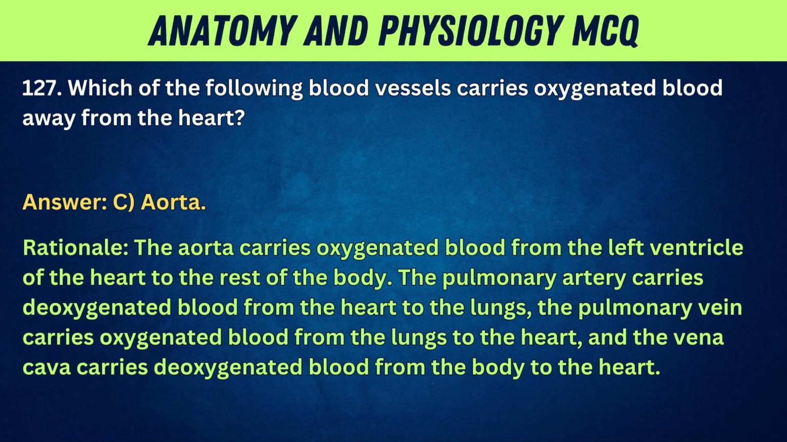C. Aorta. Rationale: the aorta carries oxygenated blood from the left ventricle of the heart to the rest of the body. The pulmonary artery carries deoxygenated blood from the heart to the lungs, the pulmonary vein carries oxygenated blood from the lungs to the heart, and the vena cava carries deoxygenated blood from the body to the heart.